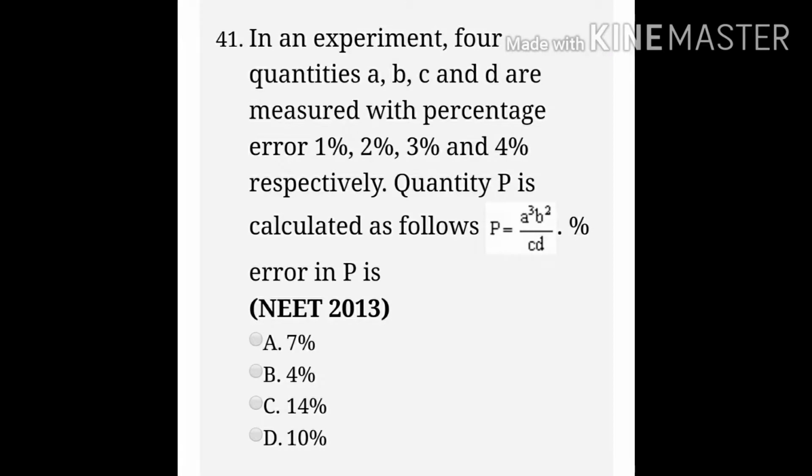Question number 41. In an experiment, 4 quantities A, B, C and D are measured with percentage error 1%, 2%, 3%, 4% respectively.